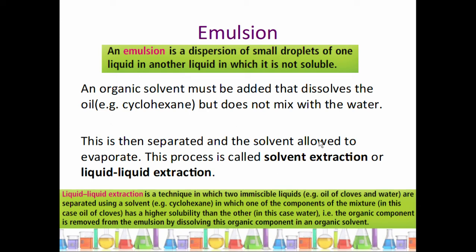This is then separated and the solvent is allowed to evaporate. So the cyclohexane is going to remove the oil from the water. Then we just heat it up to evaporate the cyclohexane and we'll be left with our oil. This process is called solvent extraction or liquid-liquid extraction. This is your green box detailing that to you there if you want to pause and have a read.